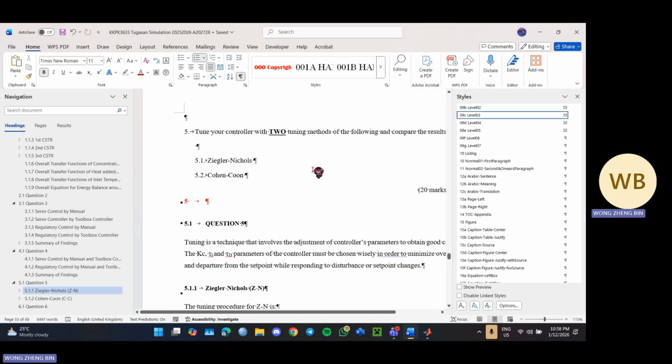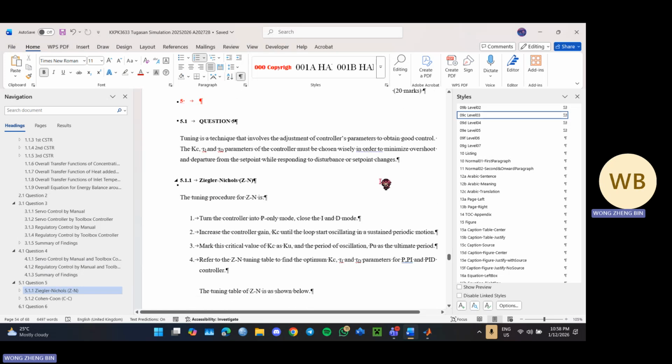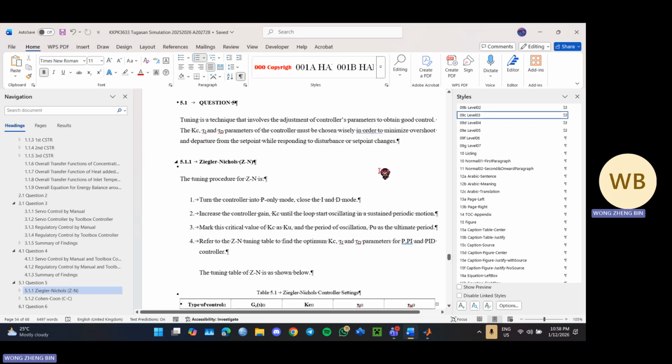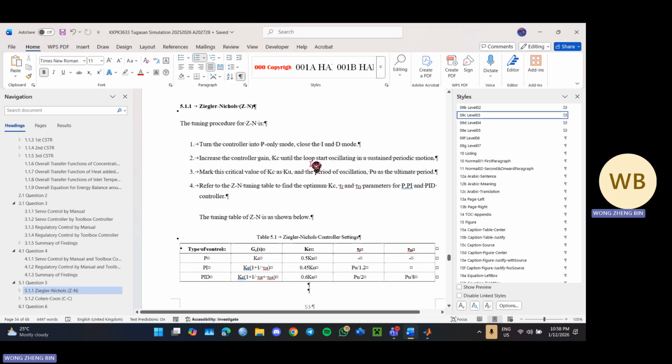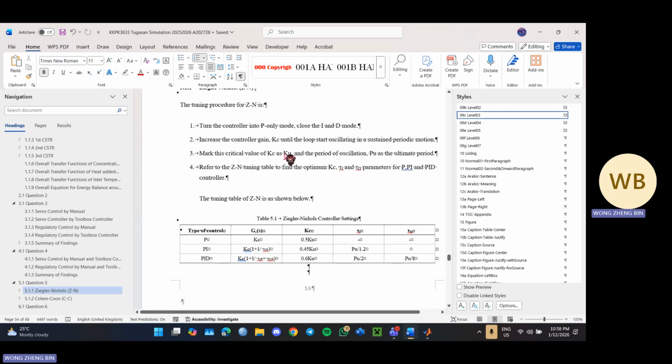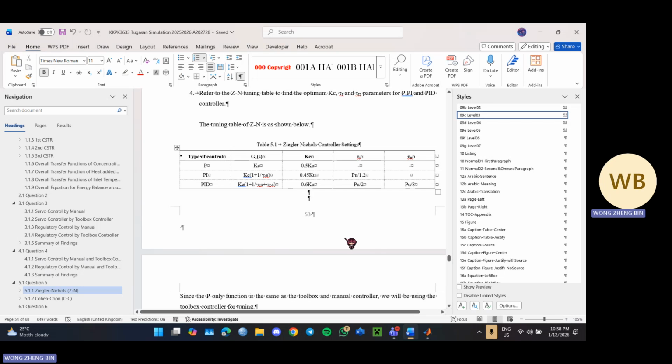And question 5 needs us to tune our controller using two tuning methods. The first one is Ziegler-Nichols, and the second one is Kuhn. So the Ziegler-Nichols tuning method is first to turn the controller to P-only mode and increase the controller gain until the loop starts oscillating. Then we mark this critical value as Ku and the period of oscillation as Pu. After we get Ku and Pu, we can refer to the Ziegler-Nichols tuning table to find the optimum Kc, tau I, and tau D parameters for P, PI, and PID controllers. The tuning table is as shown.